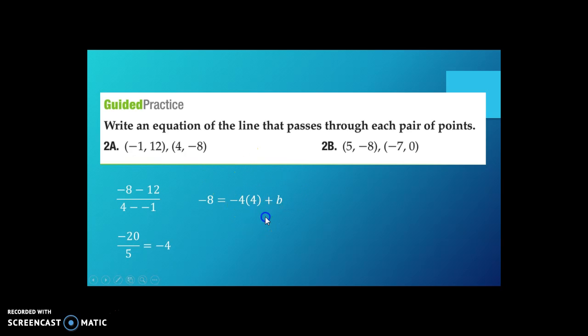We're solving for b. So that gives me negative 16. Negative 4 times 4 is negative 16. I'm going to add 16 to both sides. And negative 8 plus 16 is positive 8.